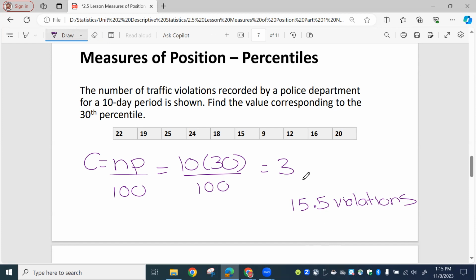So leaving out the science behind that, the process is when we have a whole number, we go find our third value, which was 15. And then we find the number between the third and fourth value. Our fourth value here was 16. And so that gives us 15.5 violations.